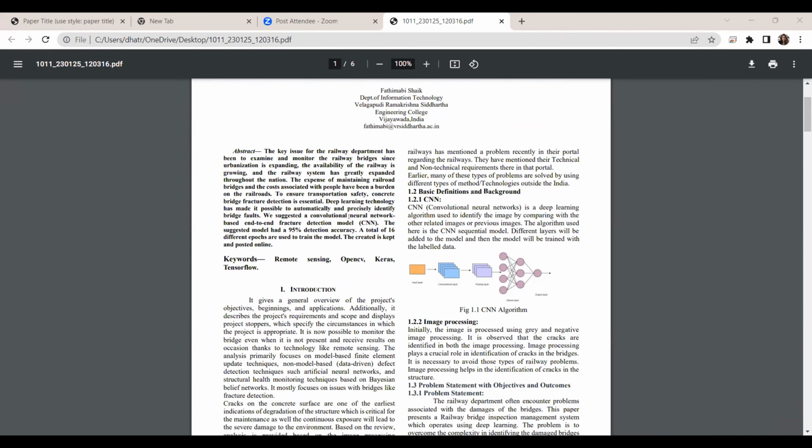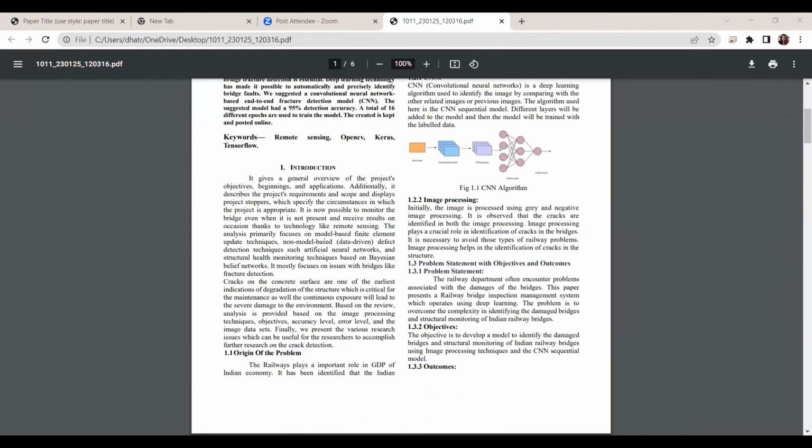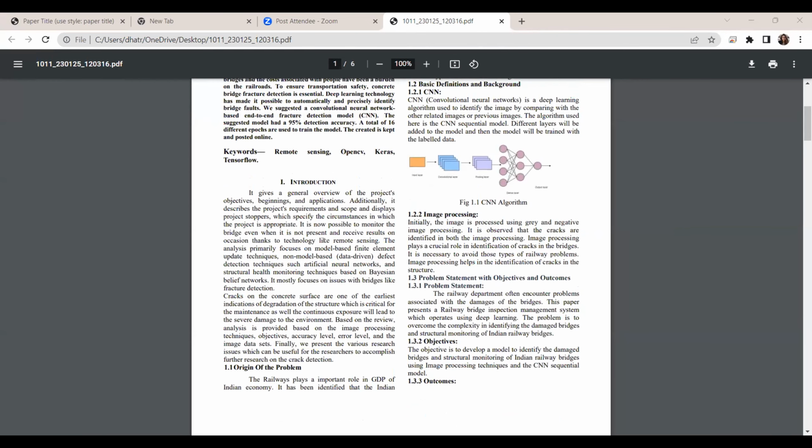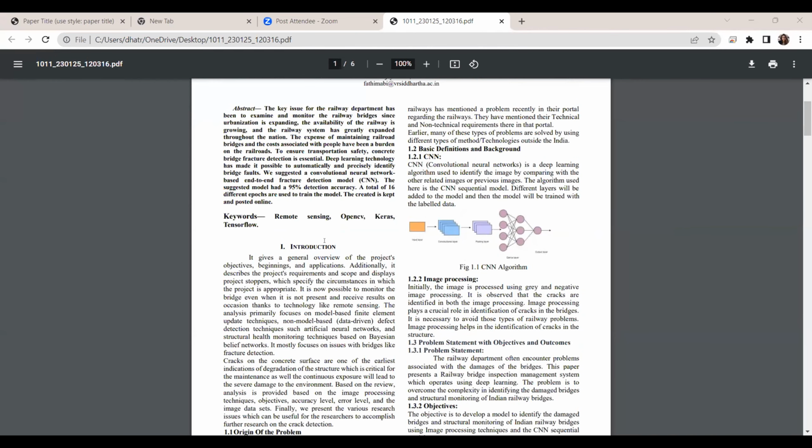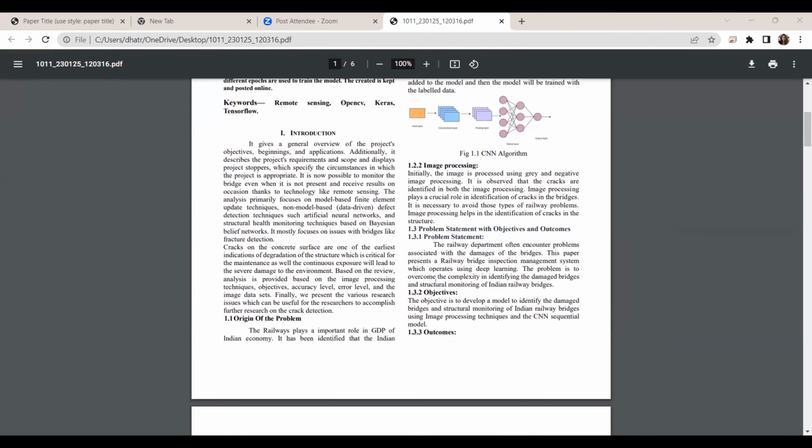For this, we have developed a CNN model for crack detection, and we got 95% detection accuracy. We have used the CNN algorithm for the development of the model. The CNN algorithm is a deep learning algorithm used to identify an image by comparing it with other related or previous images. In the image processing stage, we have resized the image to 224 by 224 size.